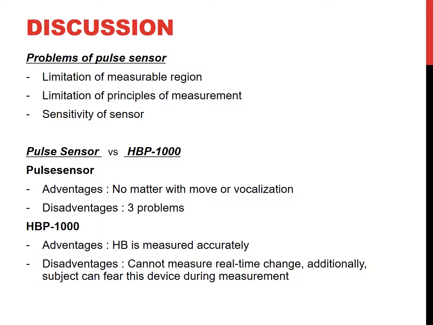In the case of HBP 1000, the advantage is accuracy of the result because it measures the heartbeat by mechanical stimulation. On the other hand, the problem is that HBP cannot measure the heartbeat in real time, and also the subject could feel the device because it is an unfamiliar thing. And if the subject is an animal, it is even scarier.